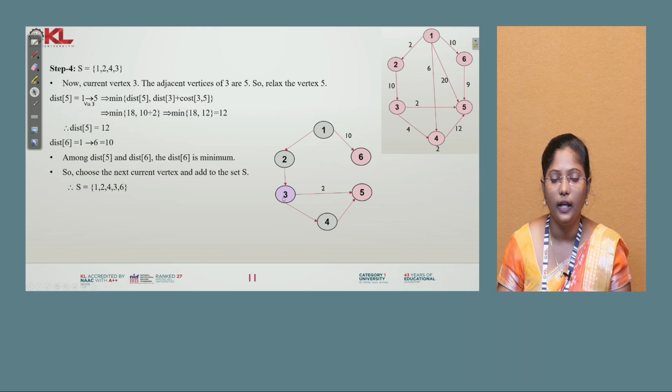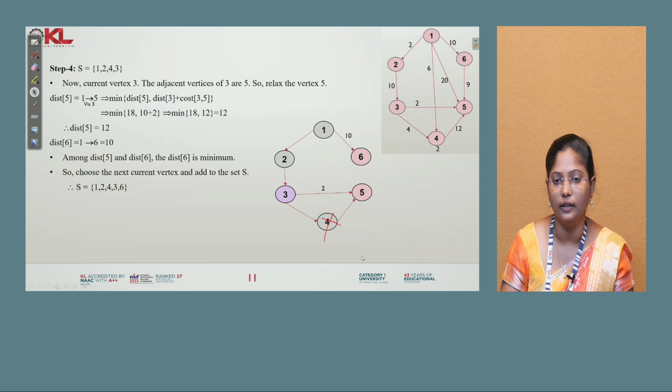So then for 3, what adjacent vertices are available? There are 2 vertices, 4 and 5, but 4 is already in the list, right. So that's why 4 will not be considered. Then only 5 is available, right. So distance of 5 via 1 to 5 via 3, we are applying the relaxation property, then we will get the value 12, because the minimum between 18 and 12 is 12, right. So the distance of 5 is updated with 12.